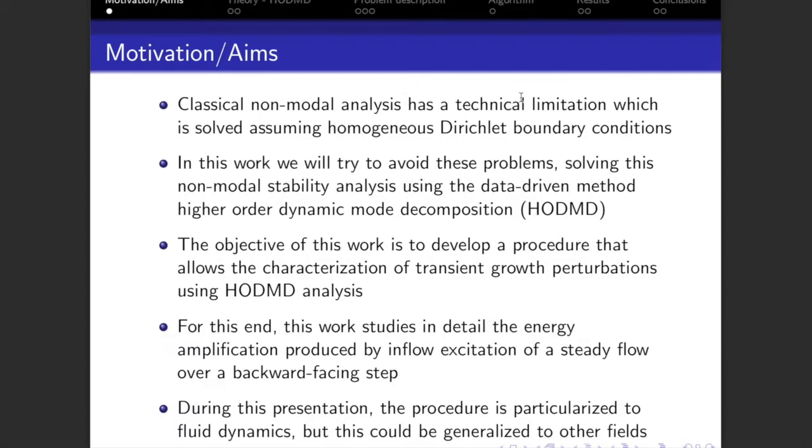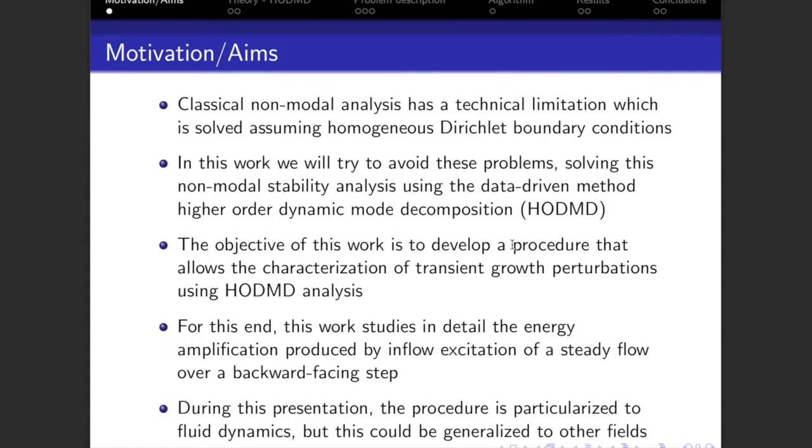Classical non-modal analysis has a technical limitation imposed by the adjoint problem, which is solved assuming homogeneous derived boundary conditions in all the boundaries. In this work, we will try to avoid this problem by solving the non-modal stability analysis using the data-driven method high-order dynamic mode decomposition. Therefore, the choice of boundary condition will not be determined by any restriction.